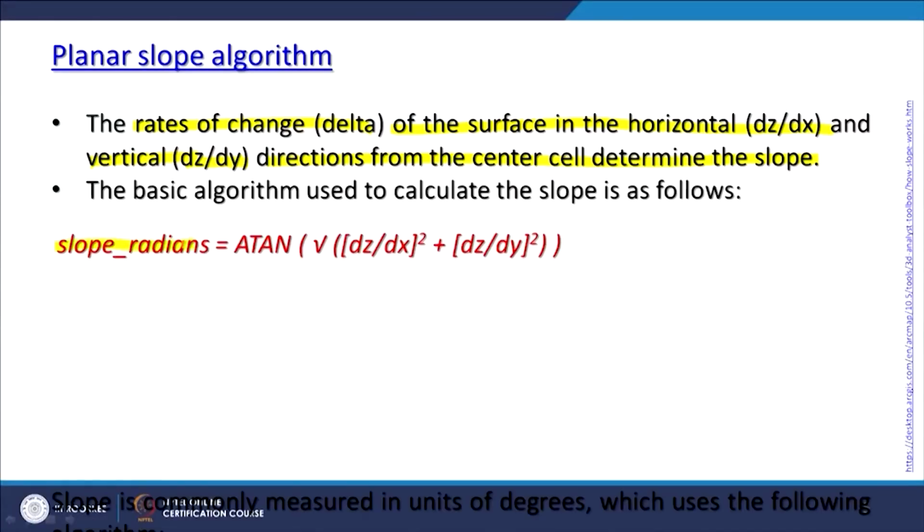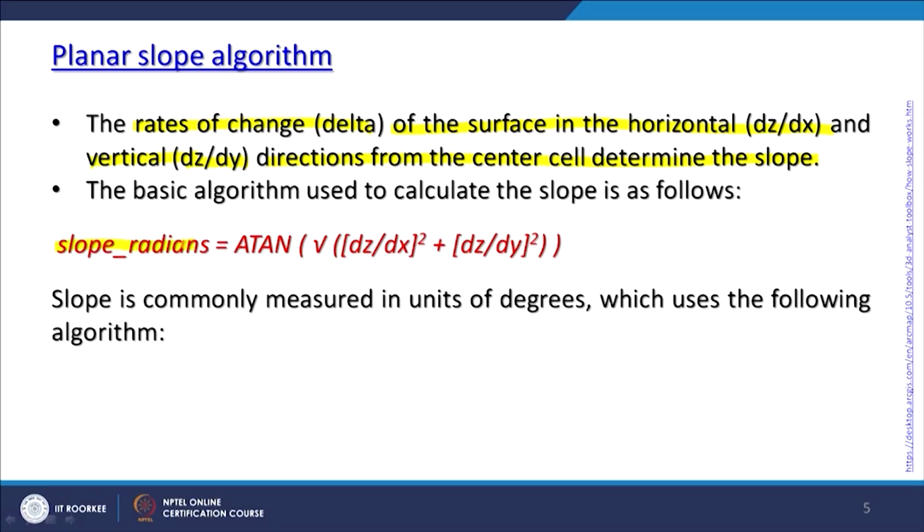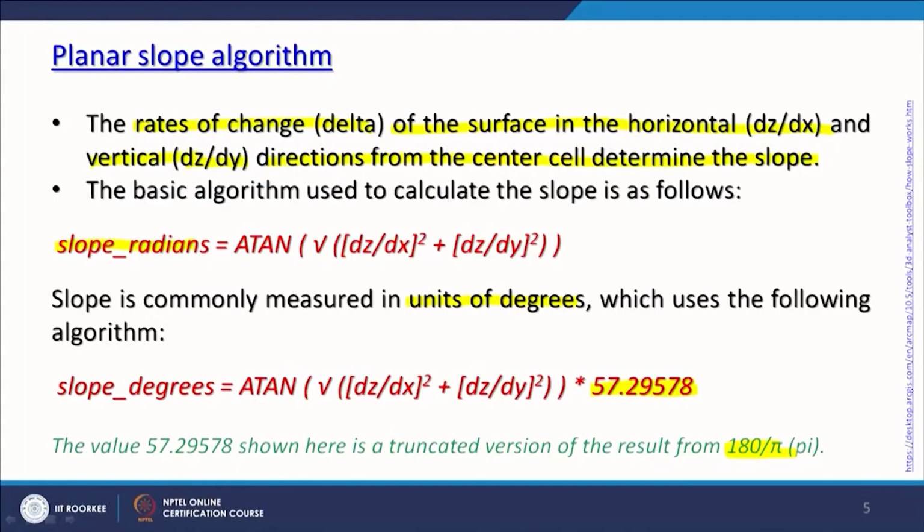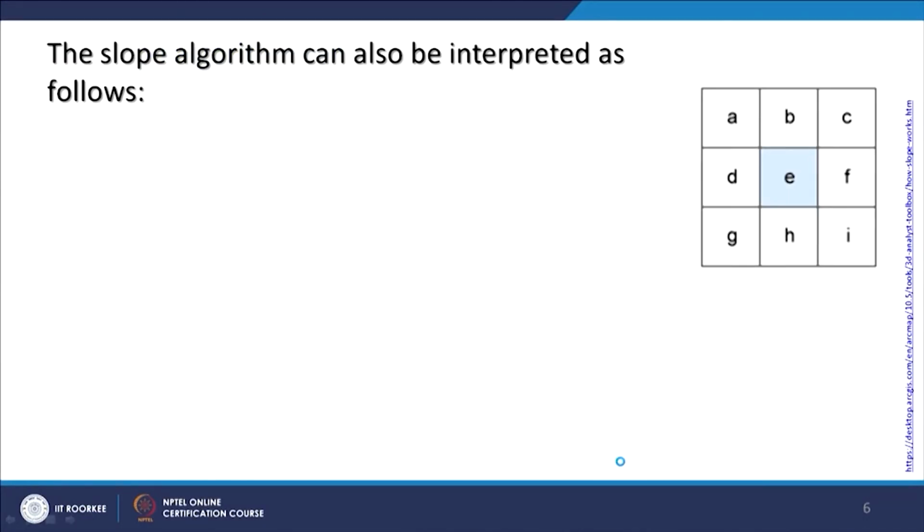You can also have slopes in degrees or radians or whatever you want. Slope is commonly measured, and the most preferred unit is degrees, and most of these software packages also have degrees as the default. So, if we have to calculate in degrees, we have already discussed this factor, 180 by pi. This will be required for slope calculation in degrees. Here is the truncated value, 180 degrees by pi.